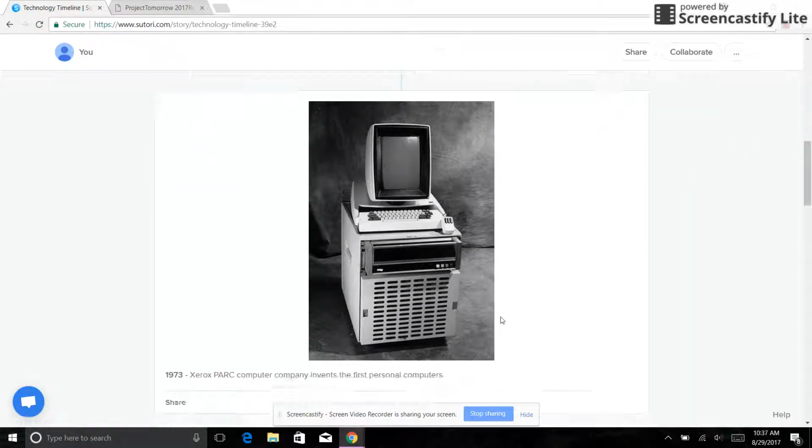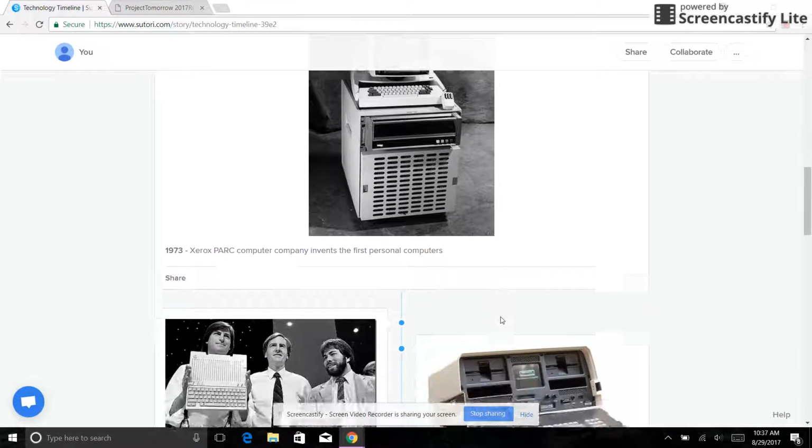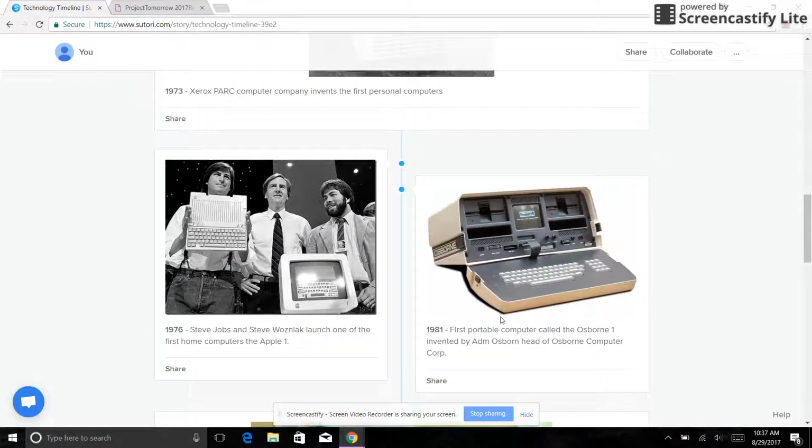The first, it wasn't actually used in home, it was more for businesses and companies, is the 1973 Xerox PARC computer. And again, it was the first personal one used in offices. This was really before they got into home computers. In 1976, Steve Jobs and Steve Wozniak launched one of the first home computers for Apple, which everyone knows the Apple company.